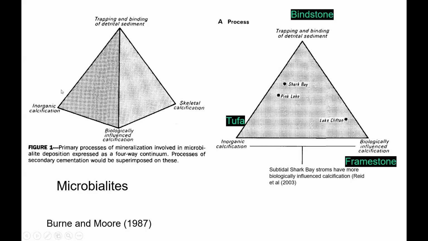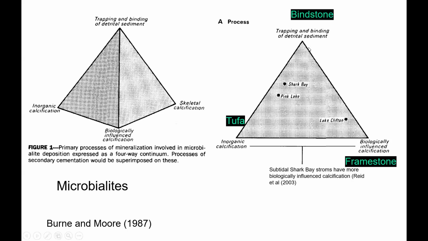And if you look on that triangle, you can put different locations in different places on that. So the lake I've just shown you, Lake Clifton, would fit over here. It's more strongly biologically influenced calcification rather than inorganic, and there's not so much sediment. The most famous location for stromatolites is Shark Bay. I'll show you that in a minute, and there's more sediment in that case. Now, this tetrahedral diagram, this triangle here, is telling us about the different structures that can be created. They have different processes going on.